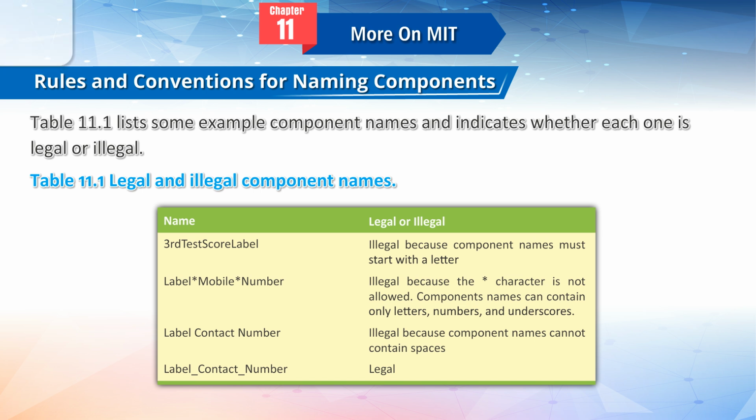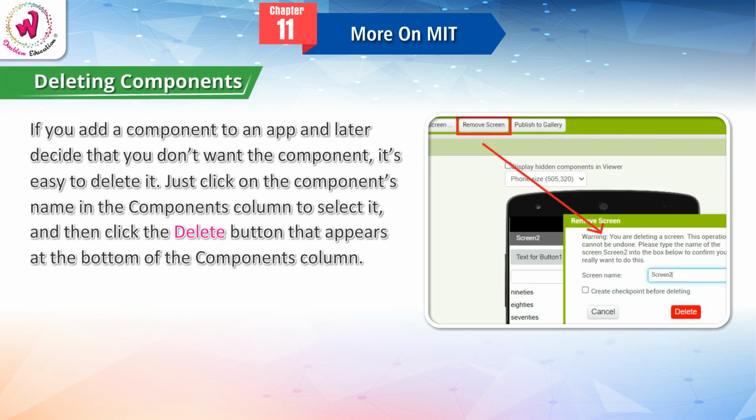Table 11.1, legal and illegal component names. Name, legal or illegal. 3rd test score label: illegal because component names must start with a letter. Label-mobile-number: illegal because the hyphen character is not allowed. A component's name can contain only letters, numbers, and underscores. Label contact number: illegal because component names cannot contain spaces. Label_contact_number: legal.